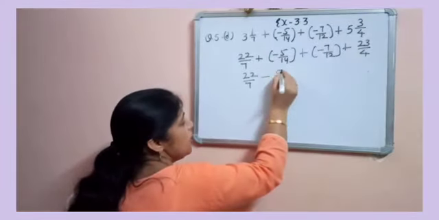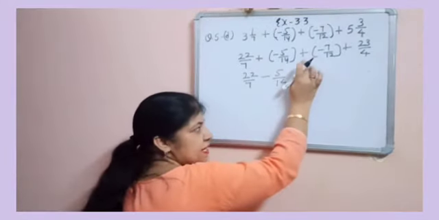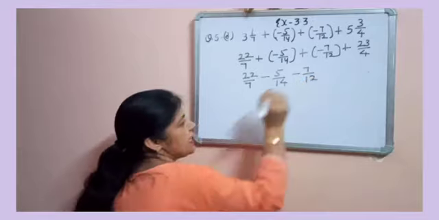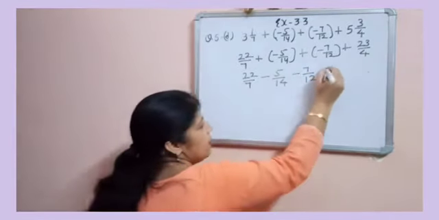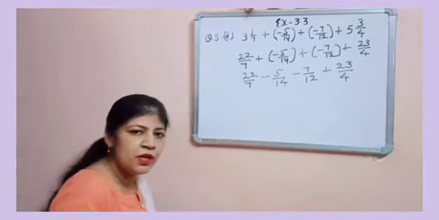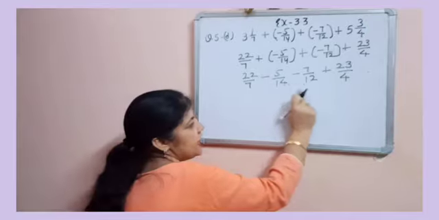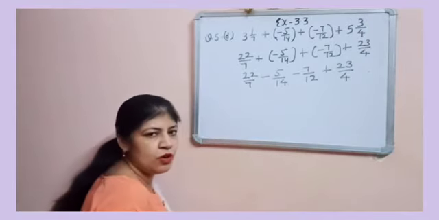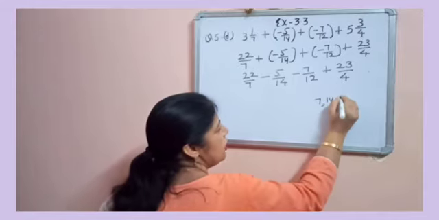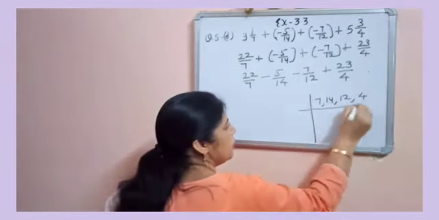So it will be minus 5 by 14. Now here is plus sign again. So it will be same minus 7 by 12 plus 23 by 4. And now you know very well, we will take the LCM of denominators: 7, 14, 12 and 4.